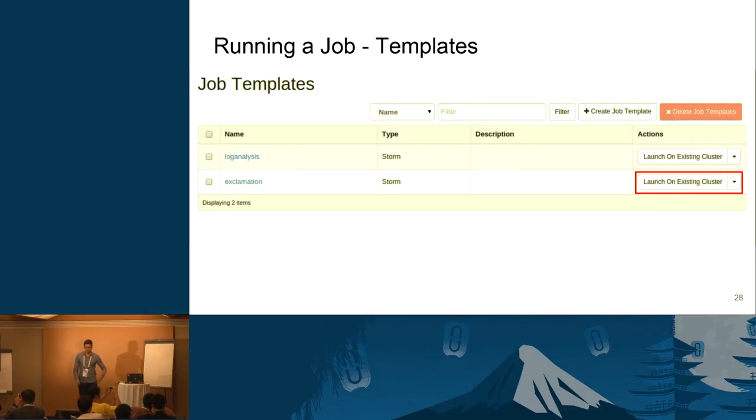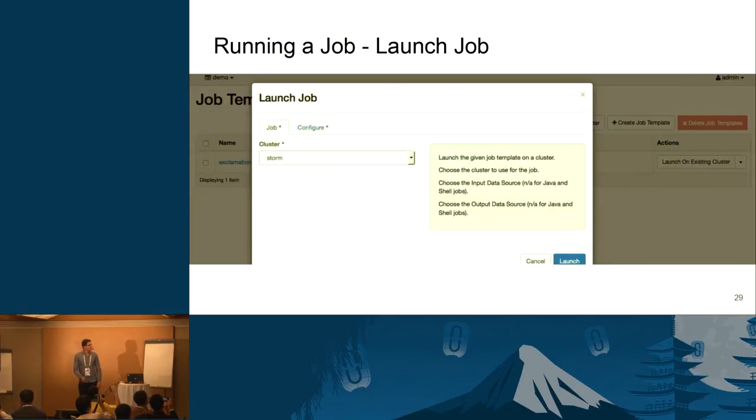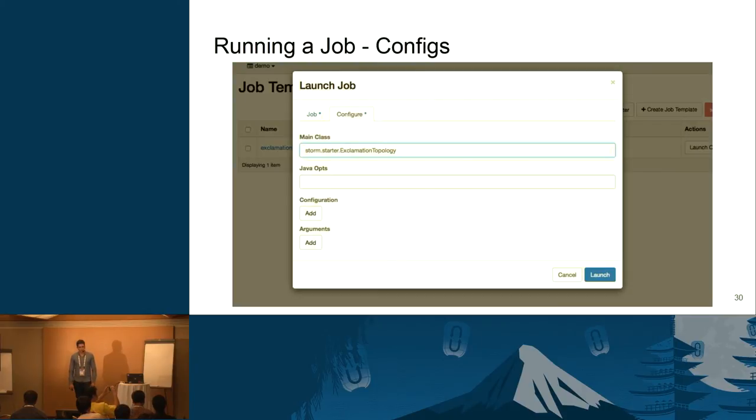It could be a new cluster or an existing cluster if you already have one. And the launch job window will come up. The launch job window gives you two tabs. The first one is the job tab, where you have to select the cluster that you're going to use. In this case, we selected the Storm cluster. And it goes into the Configure tab, where we have to add some configuration to run the job.